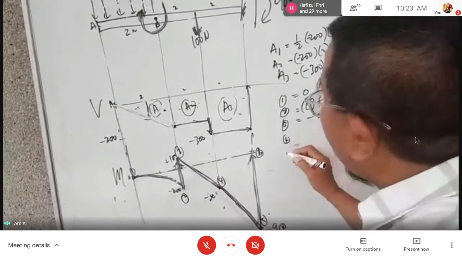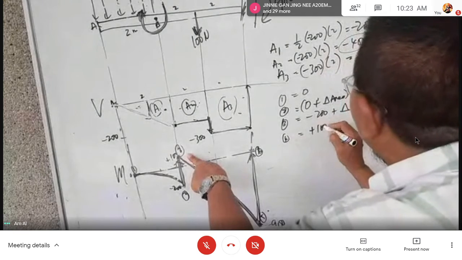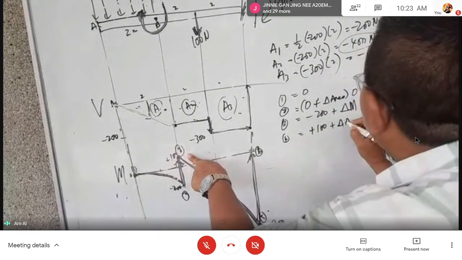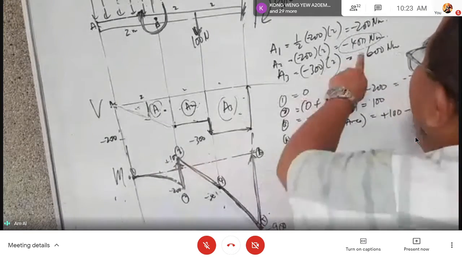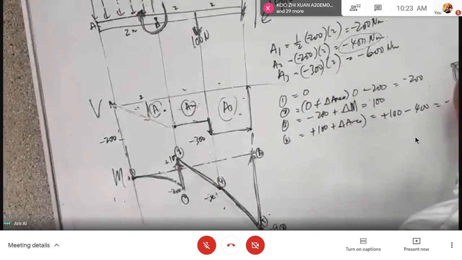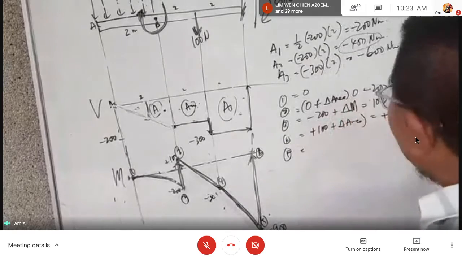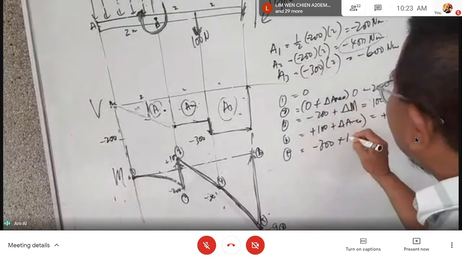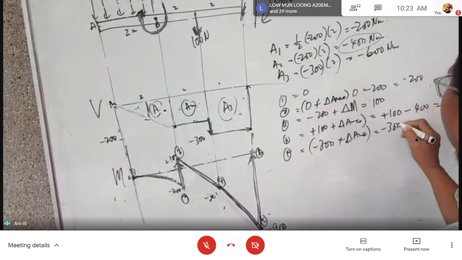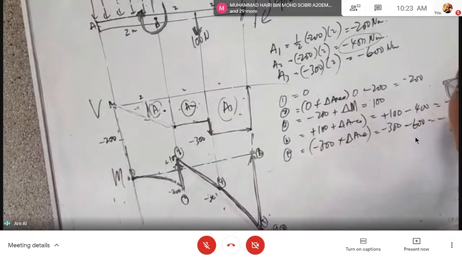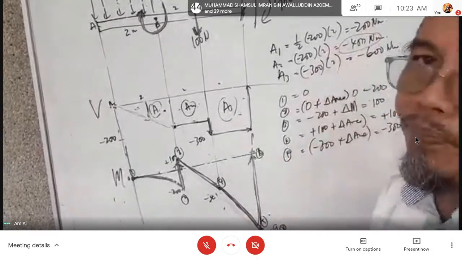And then how do you get point 4? Point 3 is plus 100, plus the change in area. So plus 100 minus 400, so you got minus 300. Show that this is minus 300. And point 5: start at minus 300 plus the change in area. Minus 300 minus 600 is equal to minus 900, and so on. So show all the working there.